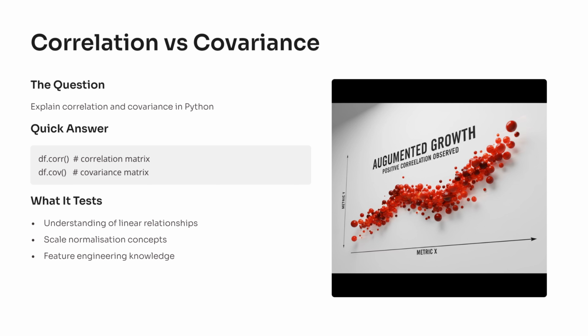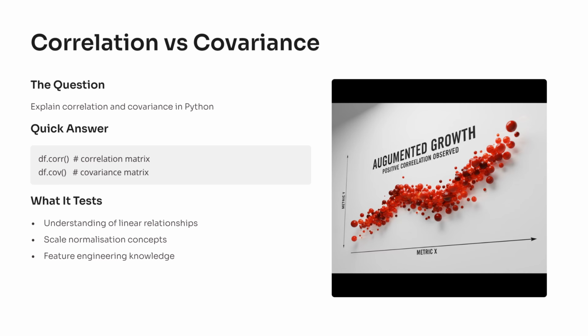In data science interviews, you'll often get this question: what's the difference between correlation and covariance in Python? It sounds simple, but it actually checks whether you really understand relationships between features, how scale affects them, and whether you can use that insight during feature engineering.